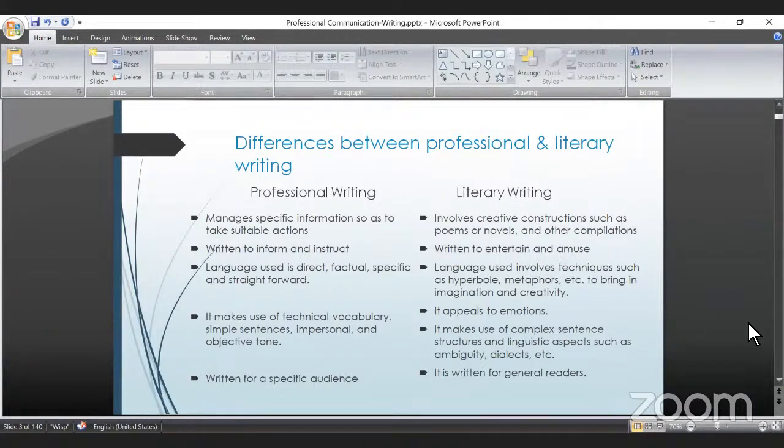These are the specific differences between professional writing and other writing. Each of these points we'll take up in these classes, in these tutorials, in an elaborate fashion, with methods of how to write all of this. How to use language in a direct, factual way, how to use an objective tone, how we can use technical vocabulary. All of this would be part of our discussion and practice for professional writing.